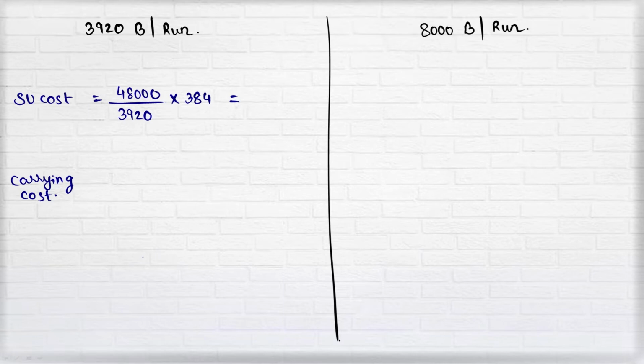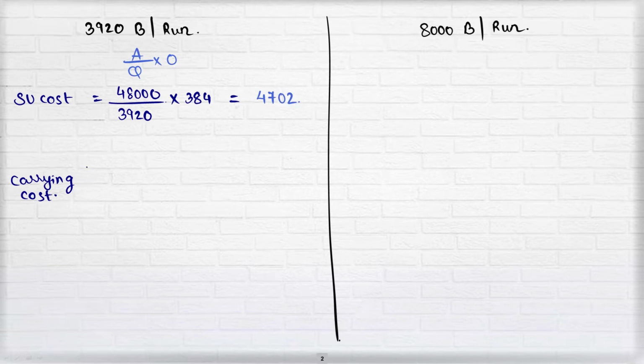No, we have already done it in EOQ, right? It is A divided by Q multiplied by O. I find out ordering cost, the same way I find out setup cost. What is the answer of this? 4702.